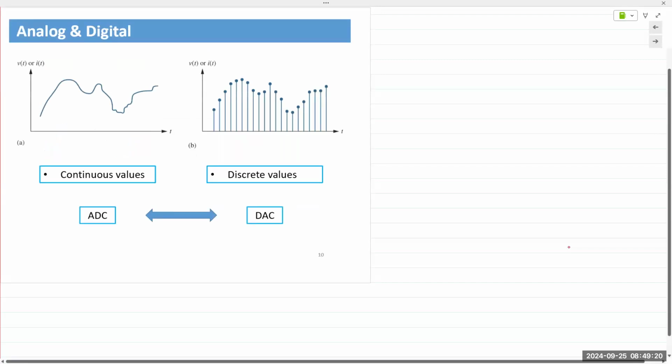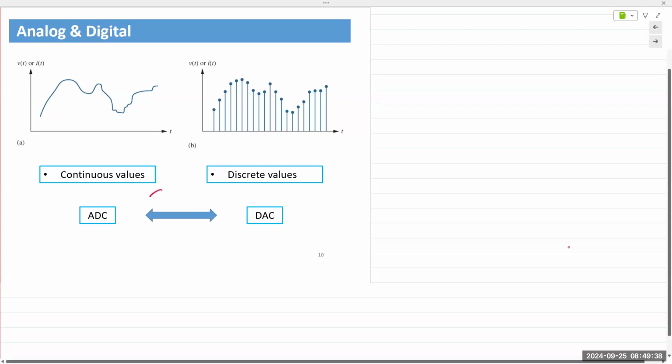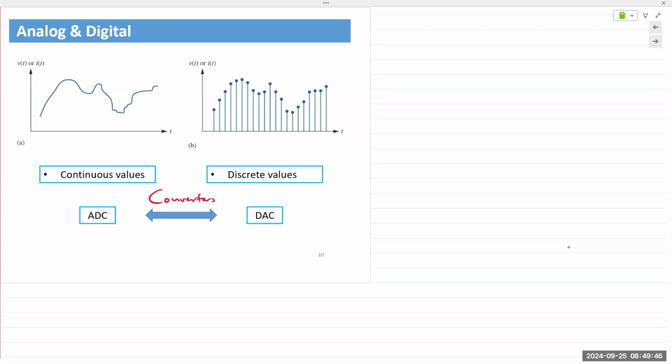So there's always a need to go back and forth between an analog signal and a digital signal, right? We live in a world of mixed signal electronics. So there would often be a need to convert an analog signal into digital and a digital signal into analog. And so we use converters. ADC is analog to digital converters, and DAC is digital to analog converters. That's what we call DACs.